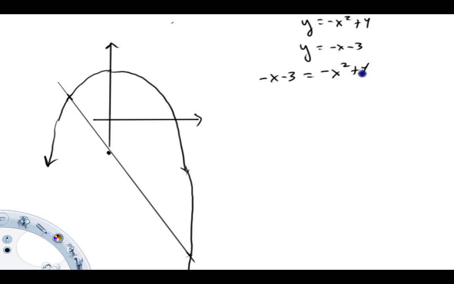Now this may or may not factor. I'll go ahead and give it a try. What I usually do is give it about 10 to 30 seconds to factor. If I can't factor it by then, I usually just move to the quadratic formula, but let's see what happens.